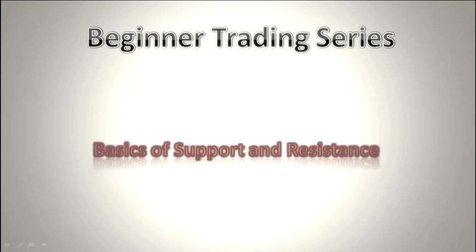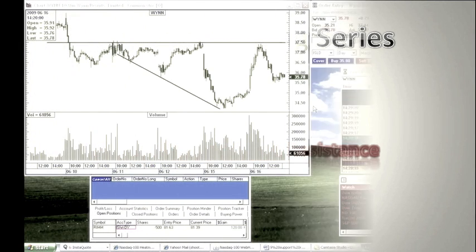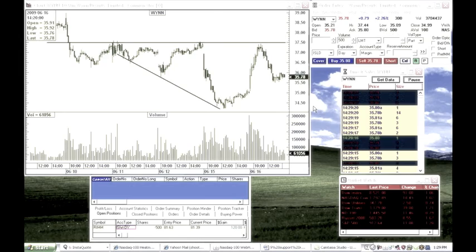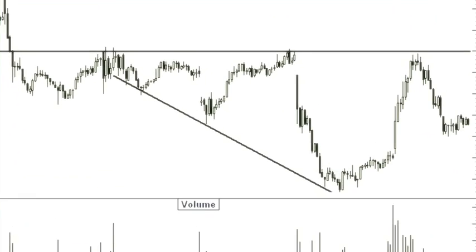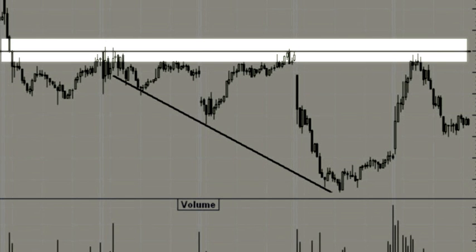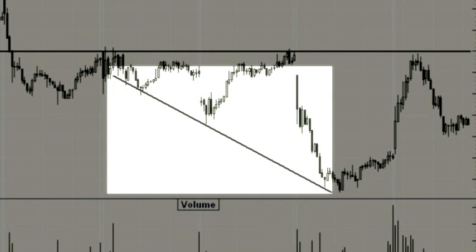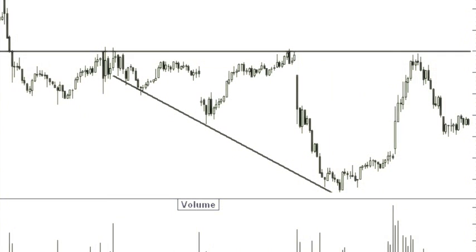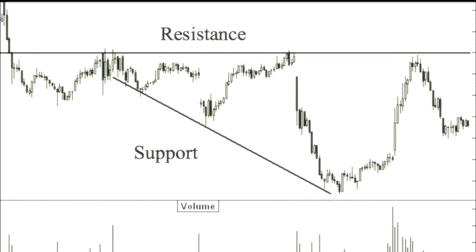Hi guys. For this lesson we're going to go over the basics of support and resistance and explain how they can be used for trading. Right now we're taking a look at a screenshot of my trading platform. As we can see on this chart, there are clearly defined areas where price stops going higher, and there are also clearly defined areas where price stops going lower. These areas are known as support and resistance.